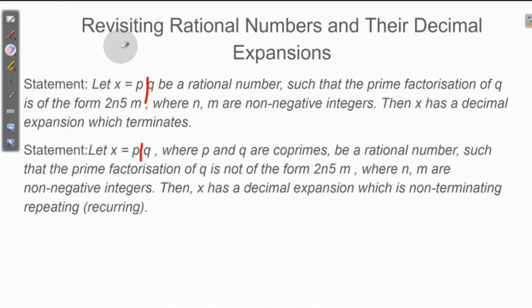So if the given number is in the form of p by q and q is not of the form 2 to the power of n and 5 to the power of m, where m and n are non-negative integers, then x has a decimal expansion which is not terminating. That is, which is not terminating, it doesn't have a finite value. It goes on continuing, and even this non-terminating decimal expansion is repeating. That is, the same set of values will repeat again and again.